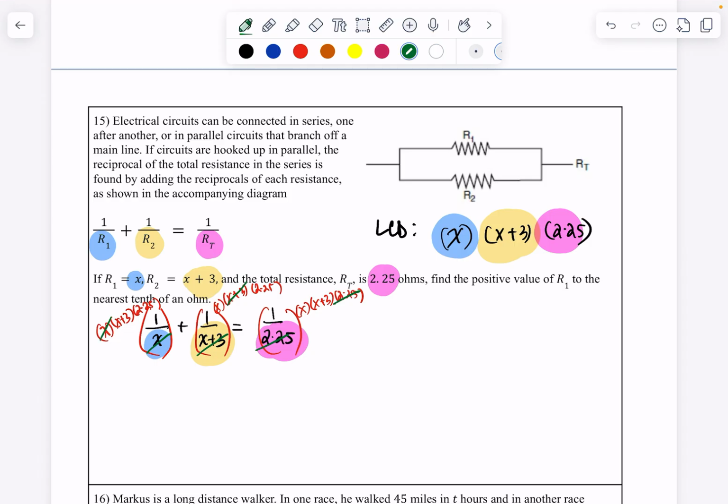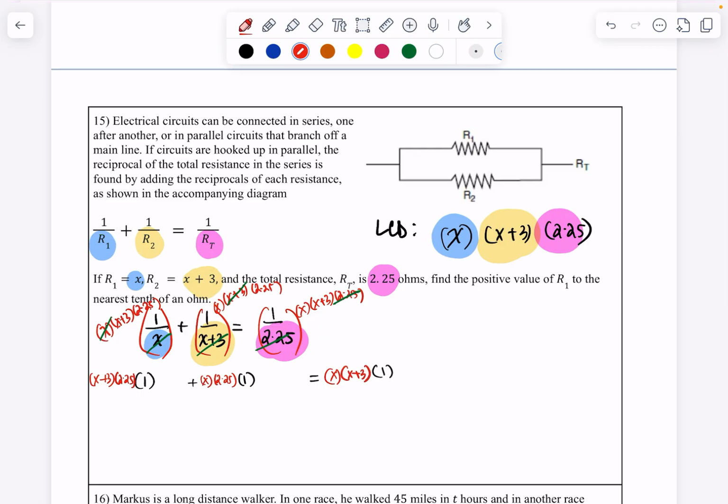Okay, so that means we are left over. So the numerator, all of them is just 1. So that's not going to make or break our life, but we could write it down if we want to. Okay, then the rest of the stuff is going to come down, which is x plus 3 here times 2.25. And then the other one is x times 2.25. And then we have x times x plus 3.